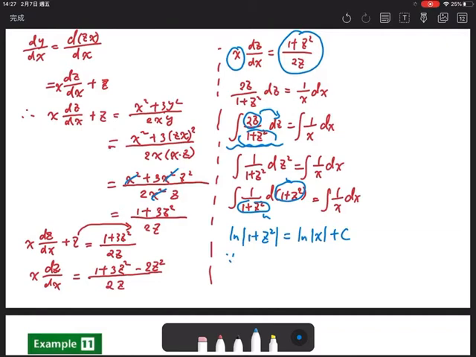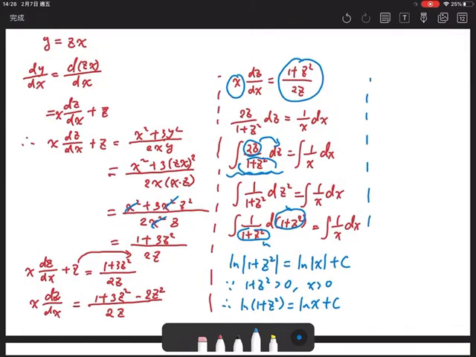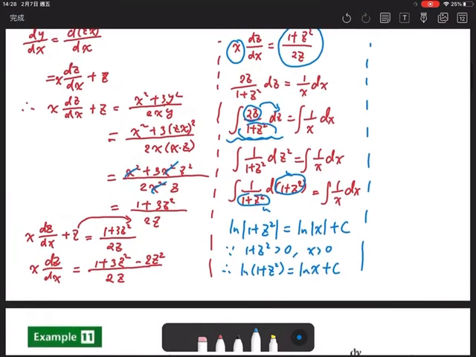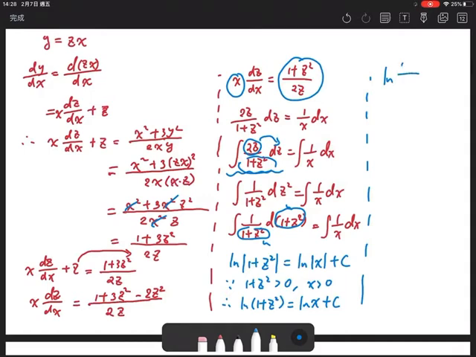And because 1 plus z squared is greater than 0, x is greater than 0, so we can remove the absolute value sign, so it becomes ln bracket 1 plus z squared equals ln x plus c, okay? So we can simplify our answer, and it will be ln of 1 plus z squared over x equals c. And then by the definition of ln, it becomes 1 plus z squared over x equals e to the power of c.